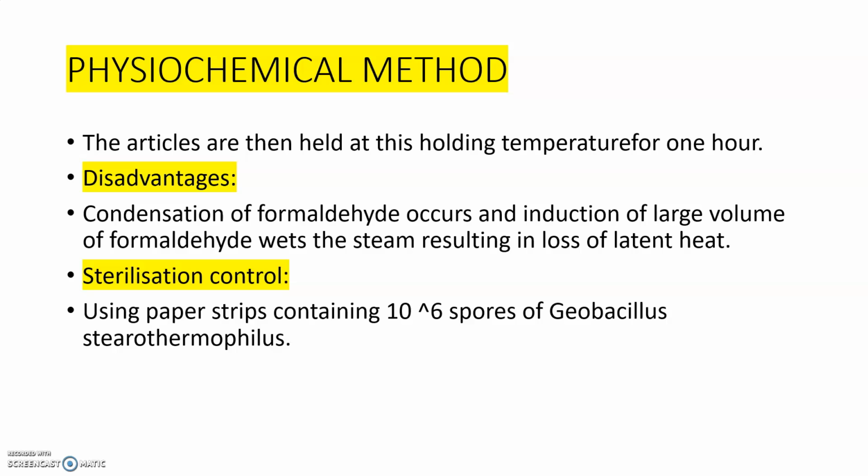Now what are the disadvantages of this method? It may cause condensation of formaldehyde, and therefore induction of a large volume of formaldehyde occurs, and this may wet the steam, resulting in loss of latent heat. Then sterilization control uses paper strips containing 10 raised to 6 spores of Geobacillus stearothermophilus.